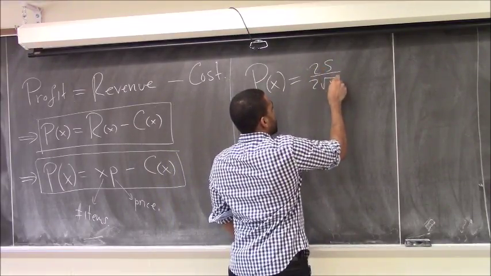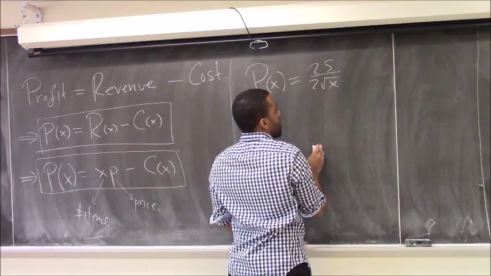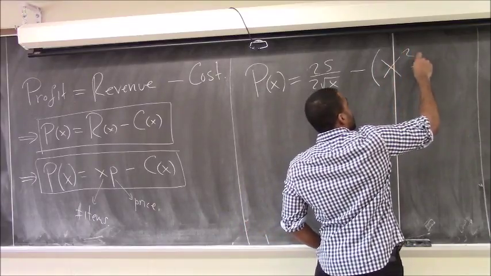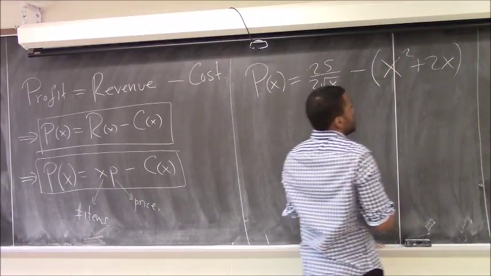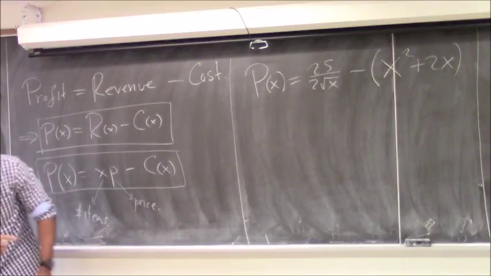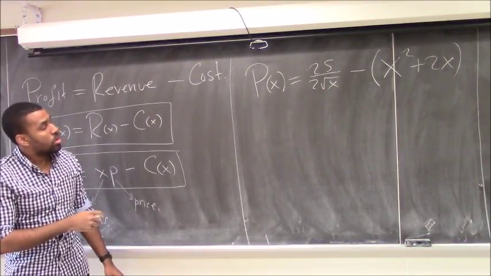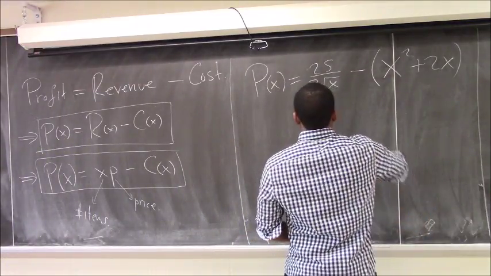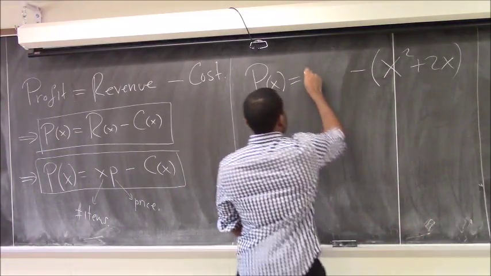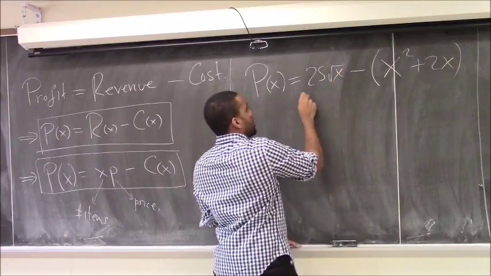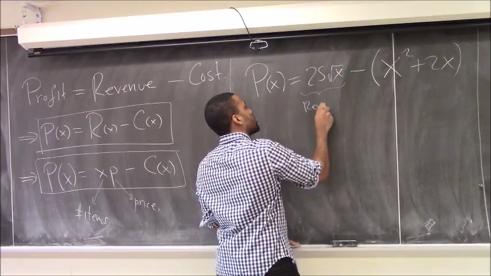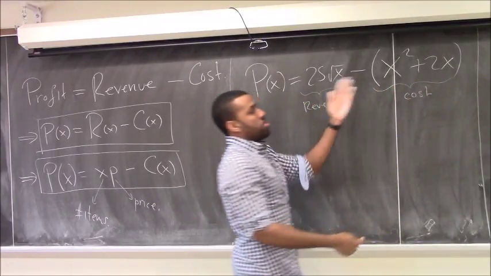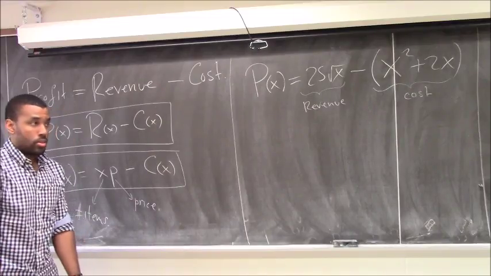25 over 2 radical x, minus x squared plus 2x, was that the function? Wait, isn't that 25 over 2 radical x? That was when we did the derivative, right? Oh, yeah, what did we get? 25 radical x? Okay, so this here is revenue. This here is cost. Revenue minus cost, that's your profit function.